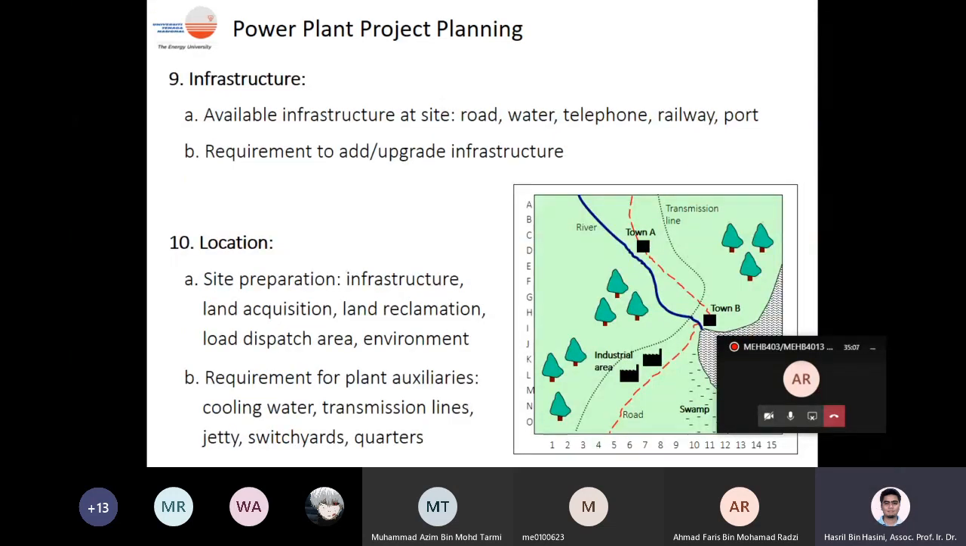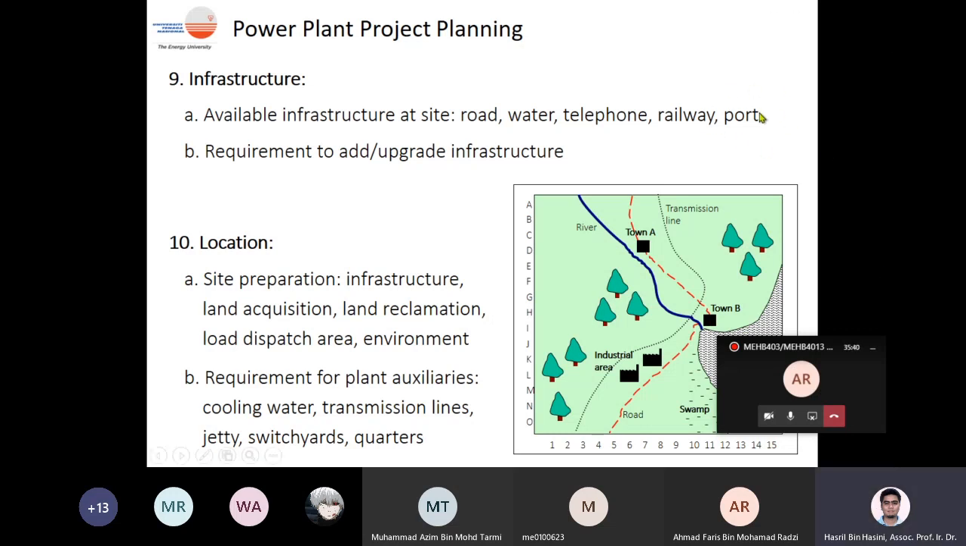The next factor that we need to look at is infrastructure. Infrastructure refers to the available infrastructure on the site. At the site you may already have road, water pipeline, telephone line, and whether you already have a railway. If you need to transfer your coal using the railway, then you have to make sure that the railway line is already there. Whether it is close to the port is also important.